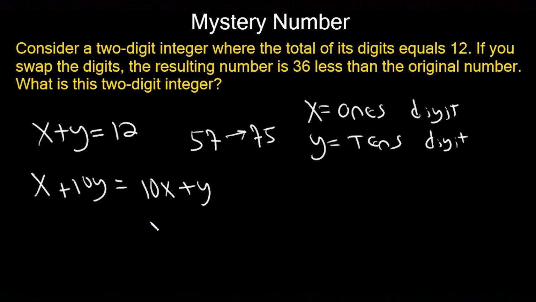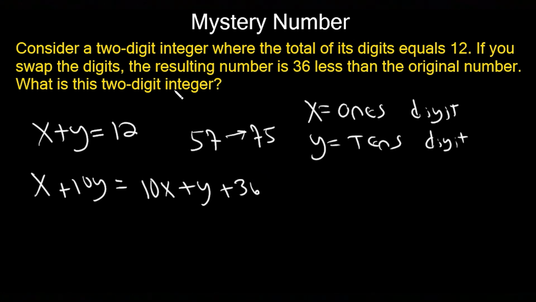Because we know that it's going to be 36 less, if I want to set it equal to the original number, I'll have to add 36 here. Okay? And now you're good to go. So now you have a system of equations. You can go ahead and solve for x and y, and then we'll get our number.